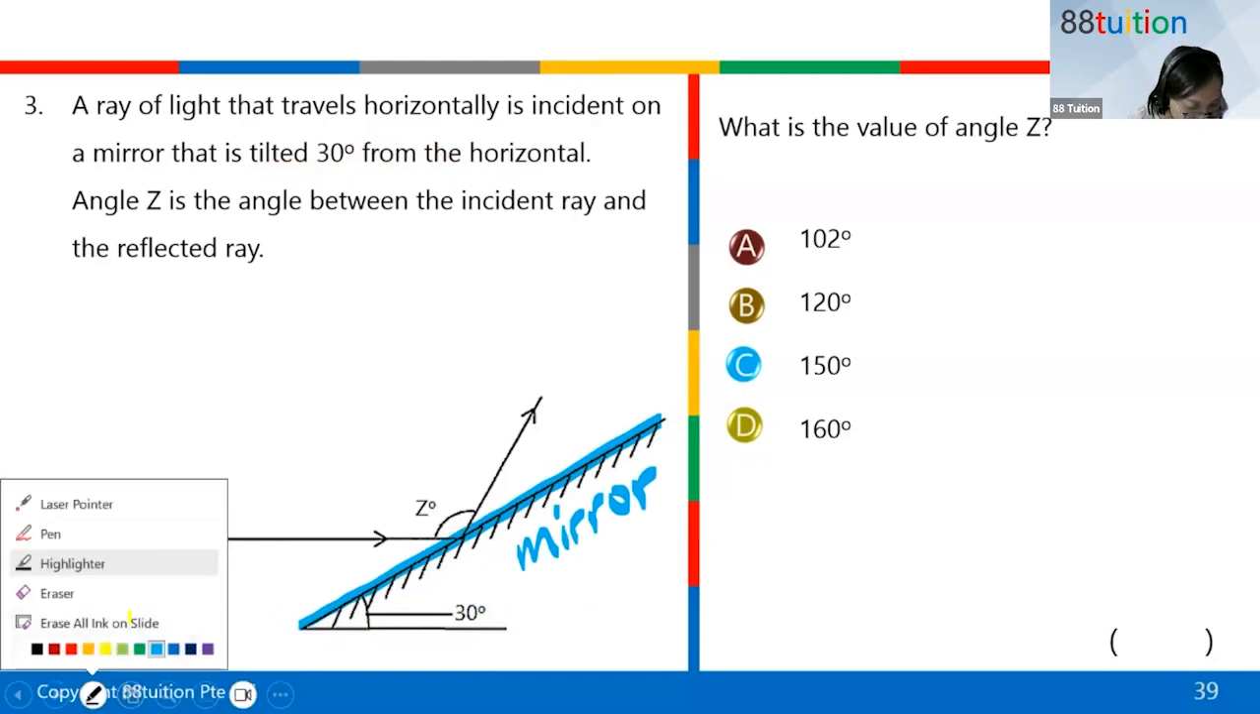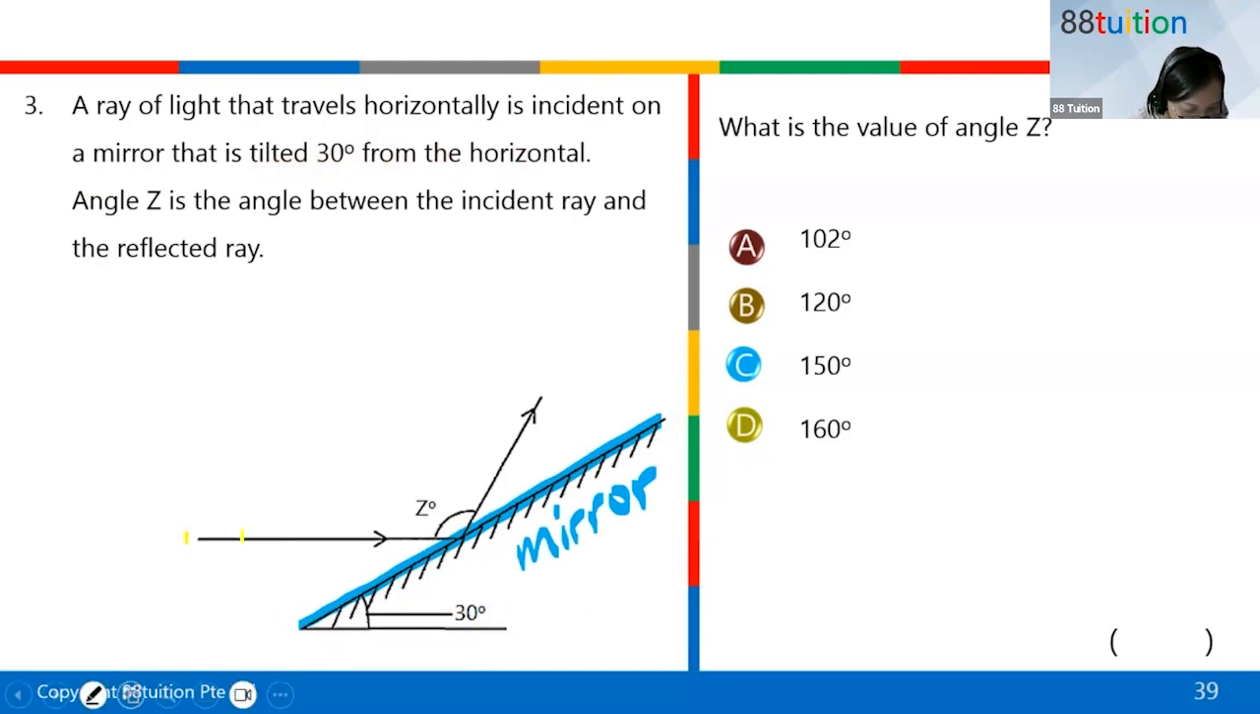Then the light beam is now coming in, and the light beam touches the mirror and gets reflected. So they're asking you how to find this angle. Now you do your mathematics, right? Do you see this horizontal line, slanted line, horizontal line? That's a capital Z. If this is 30 degrees, do you agree with me that this is 30 degrees?